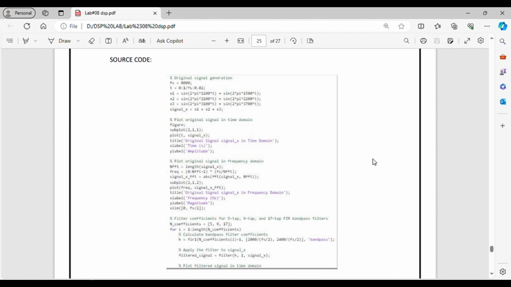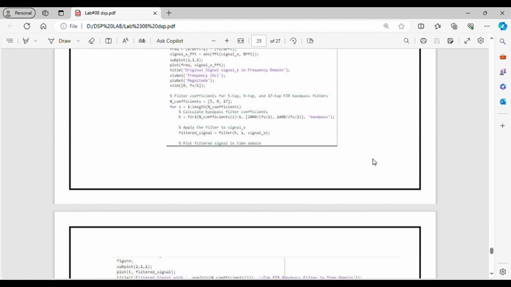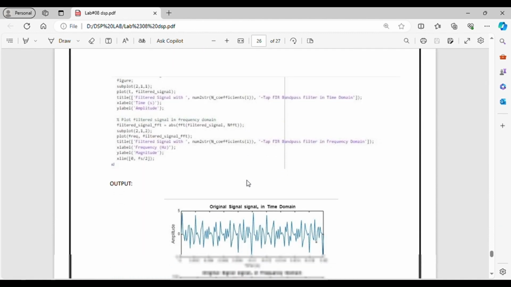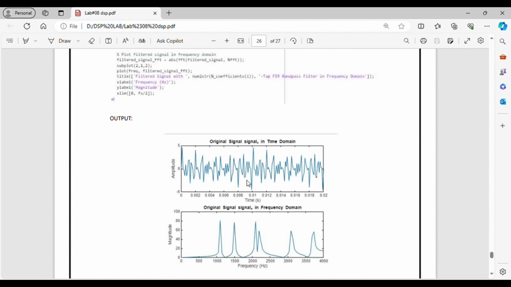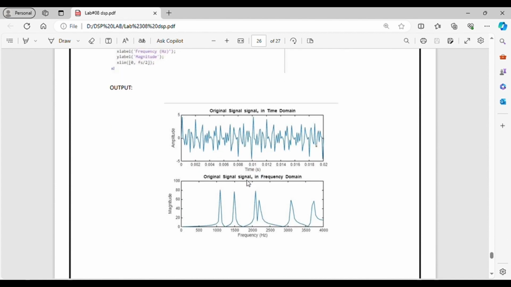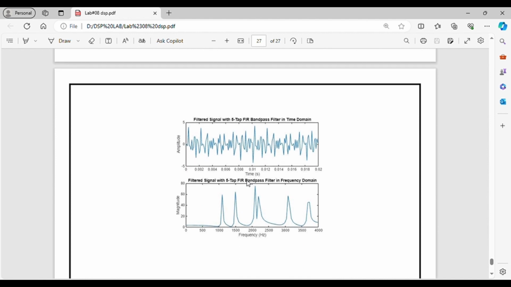plot the original signal in the time domain. Compute the original signal in frequency domain and the filter coefficients for 5 tap, 9 tap and 17 tap FIR bandpass filters. Apply the filter to the signal x. Plot the filtered signal in the time domain, plot the filtered signal in the frequency domain, and the output of the original signal in time domain and frequency domain is given, and the filtered signal with the 5 tap FIR bandpass filter in time domain and with the 5 tap FIR bandpass filter in frequency domain.